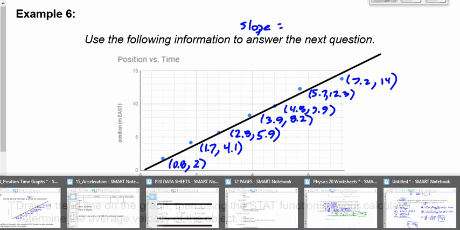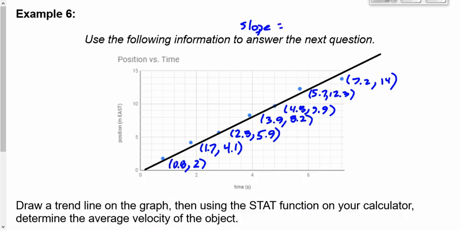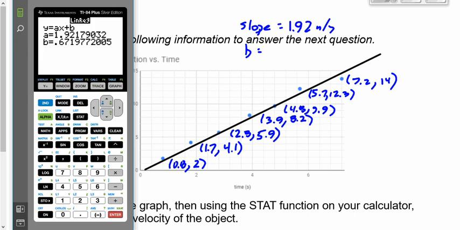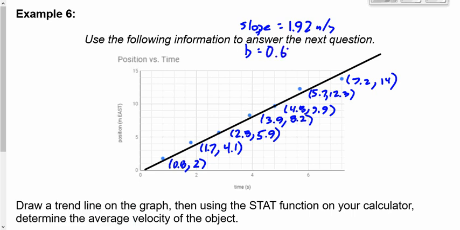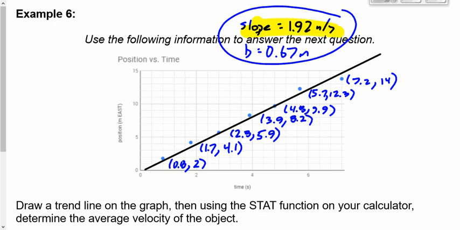So the slope of this, which is the velocity, right, is 1.92. This would be meters per second. And the y-intercept, which would be your initial position, would be 0.67 meters. It says using the stat function on your calculator to determine the average velocity of the object. The average velocity of the object is the slope of the graph, 1.92 meters per second.